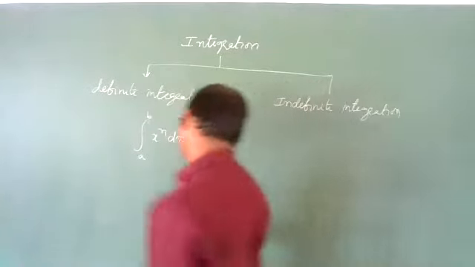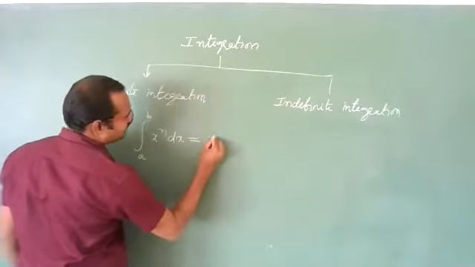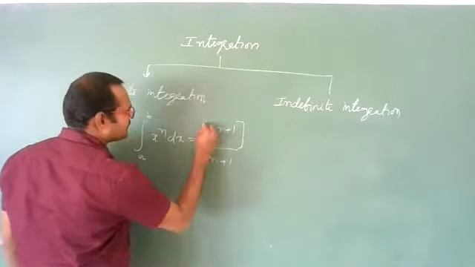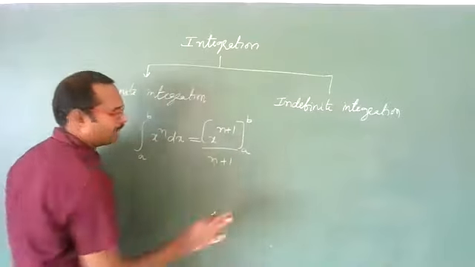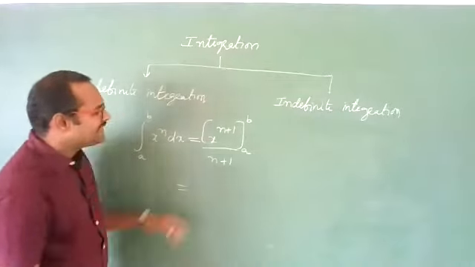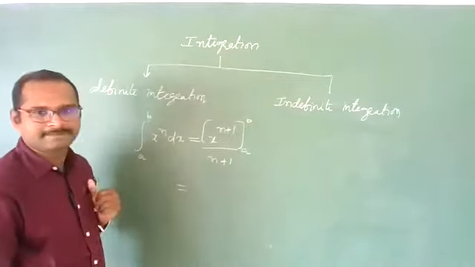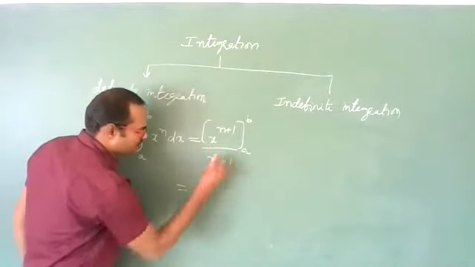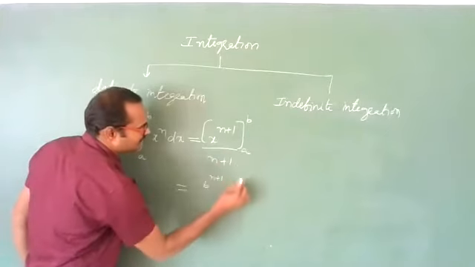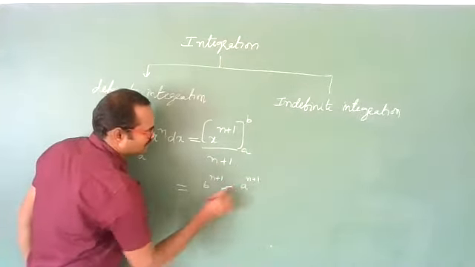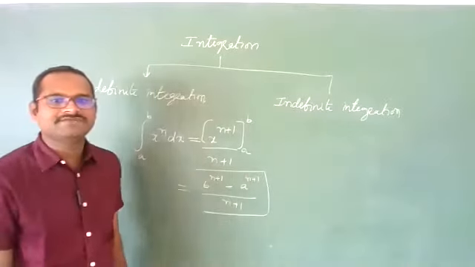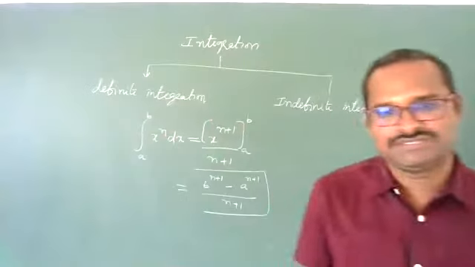Okay, yeah. So what you will get for this is x power n plus 1 divided by n plus 1. Here x ranges from a to b. This is the meaning. That means wherever x is there, you should substitute these limits. That is, in the place of x substitute b, you will get b power n plus 1 minus, in the place of x substitute a, a power n plus 1, divided by n plus 1. This is the value. This type of integration is called definite integration.